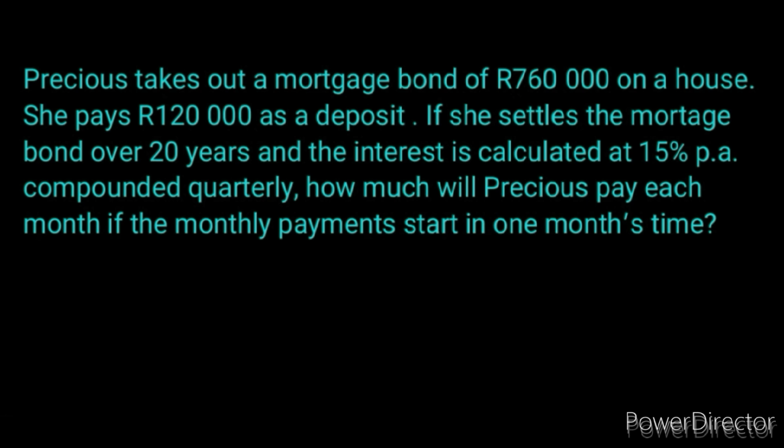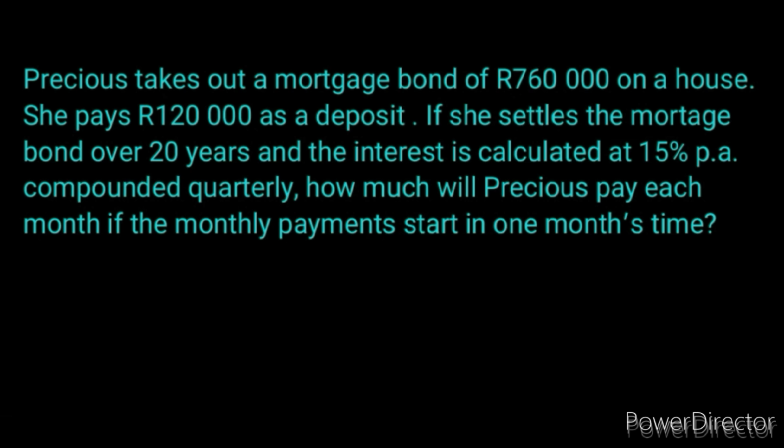The second thing to check is if the last payment is the same as the total duration of the agreement. Notice that they said she settles the mortgage bond over 20 years, meaning that she will take 20 years to finish it. So it means that her last payment will be on the 20th year.